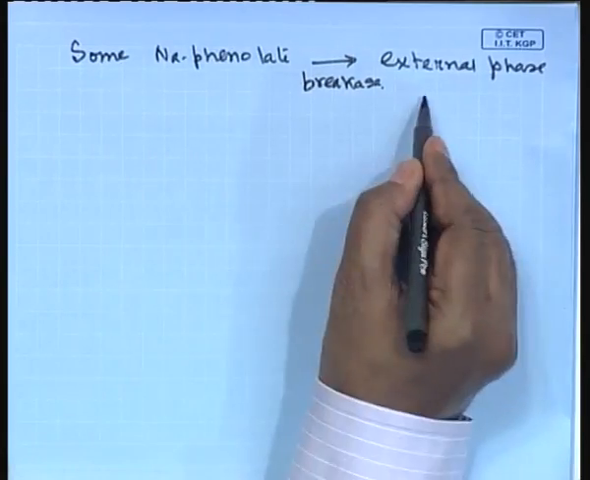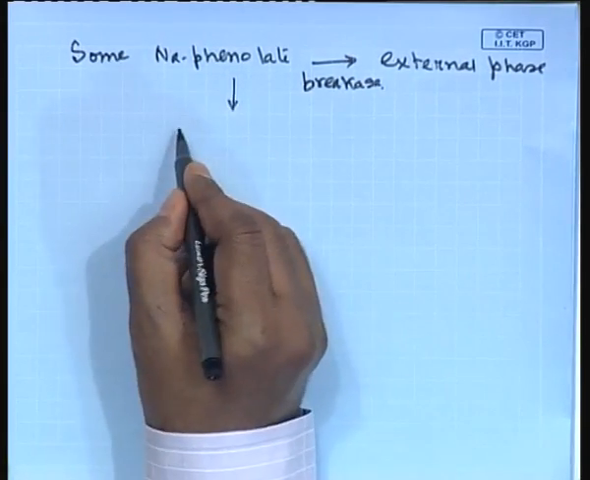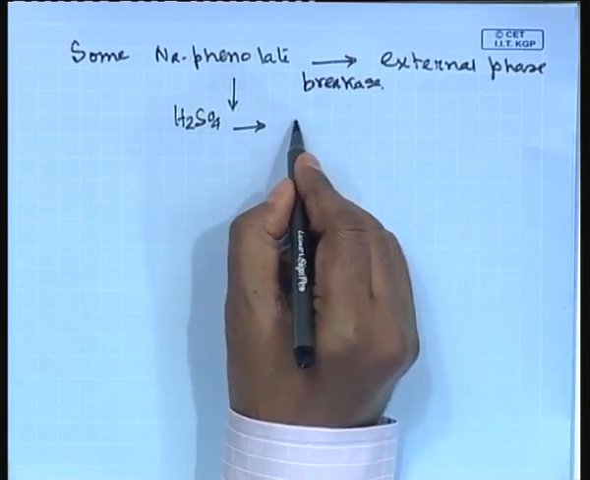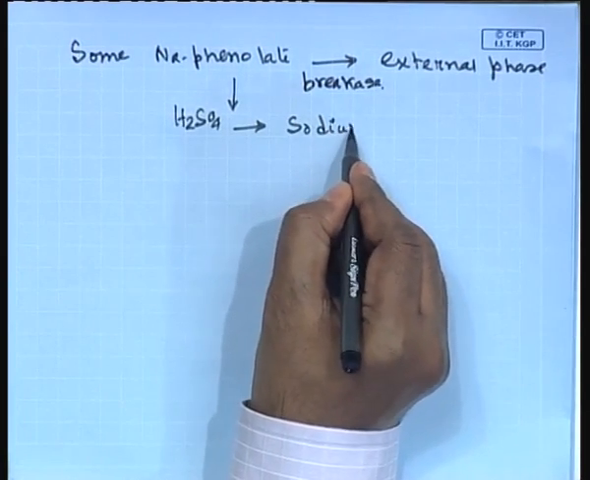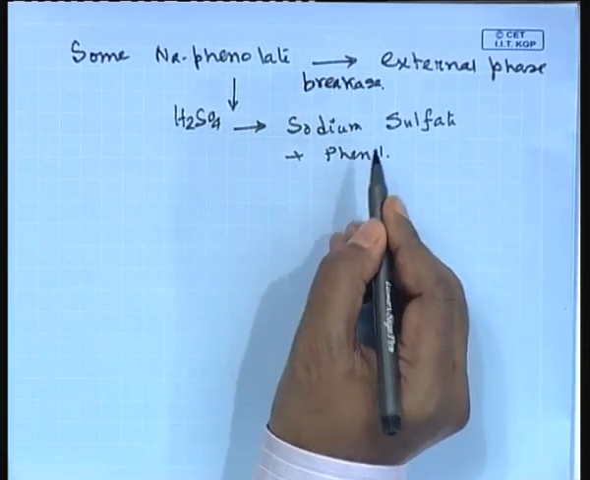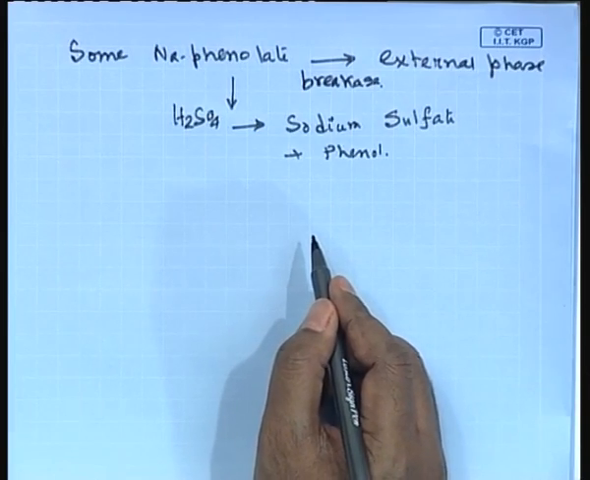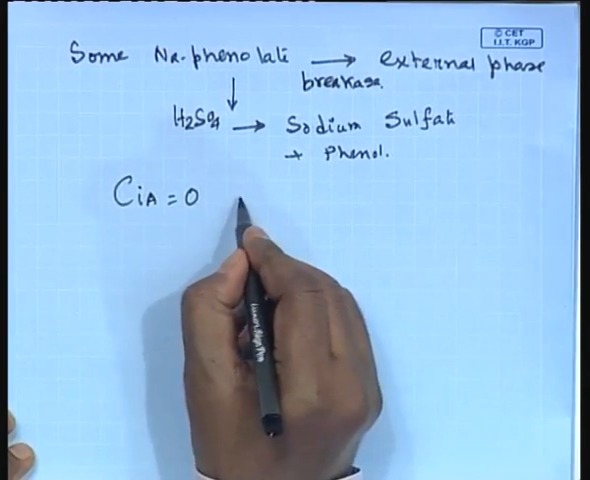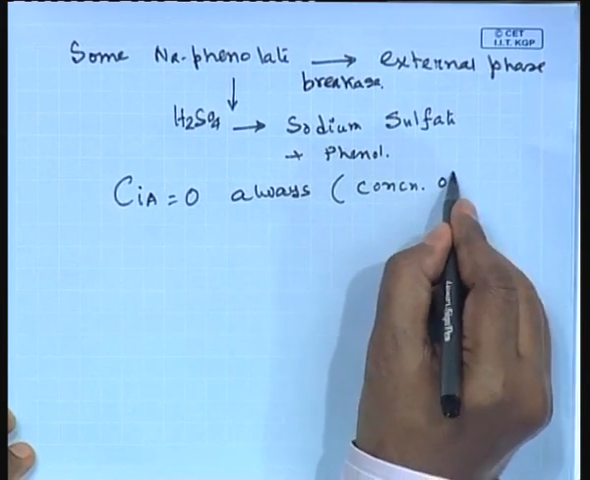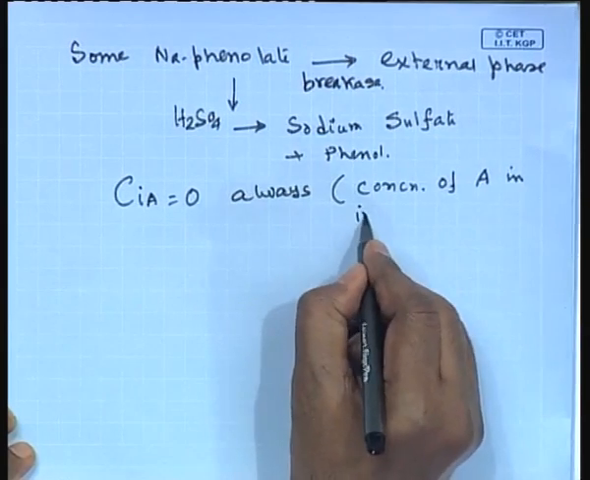and this then, in the external phase, reacts with sulfuric acid and produces sodium sulphate plus phenol again. Therefore, the concentration of A in the internal phase is always 0. The internal phase A does not exist, it produces sodium phenolate. So, CIA is equal to 0 always. And what is CIA? Concentration of A in the internal phase.